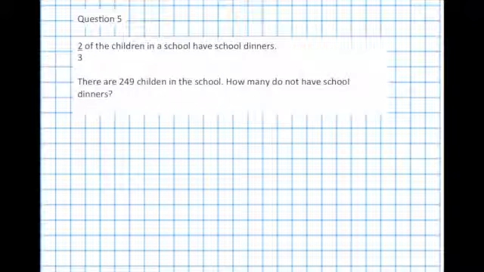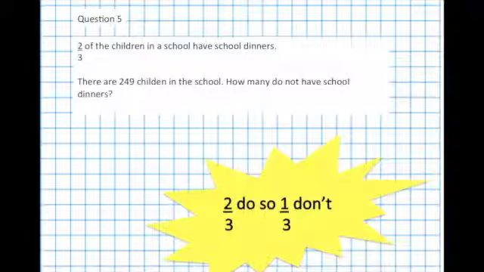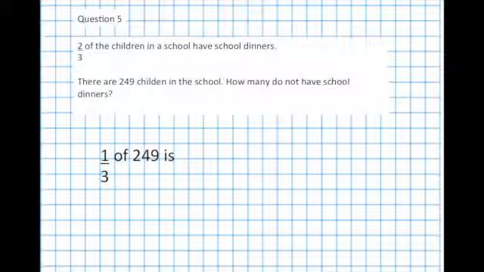Question 5. 2/3 of the children in a school have school dinners. There are 249 children in the school. How many do not have school dinners? If 2/3 do, 1/3 don't. And we want to know about those who don't. So that's 1/3. 1/3 of 249 is the same as saying 249 divided by 3.